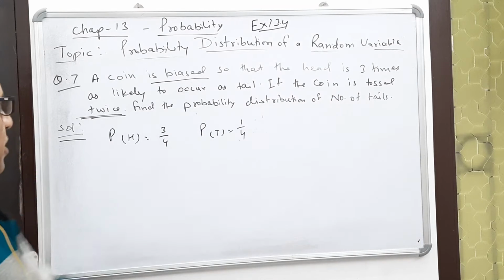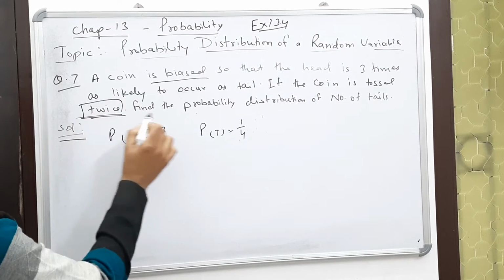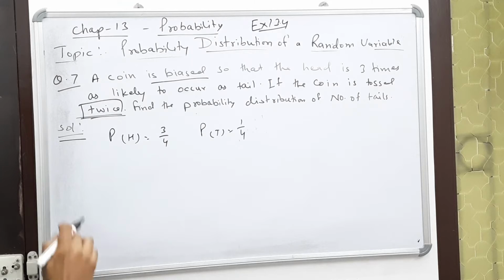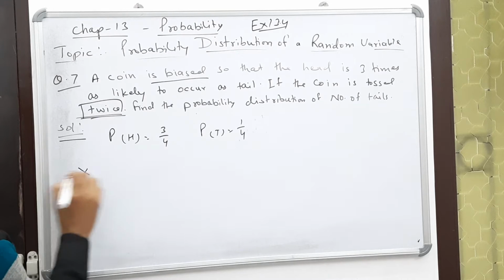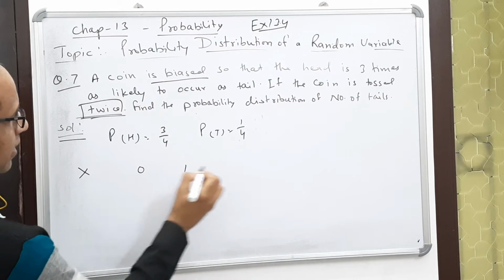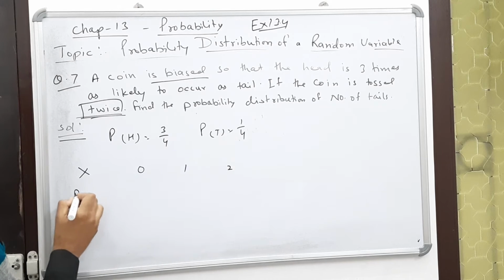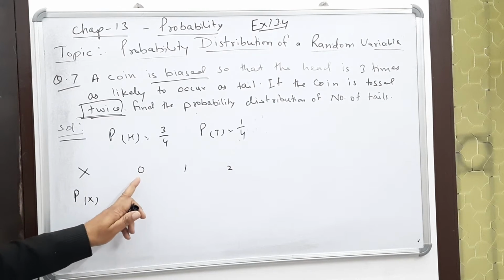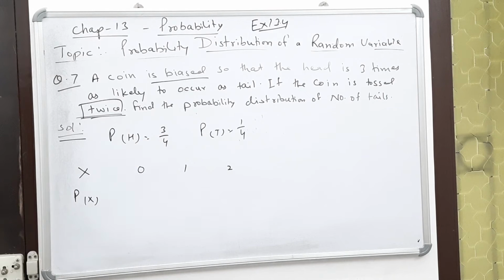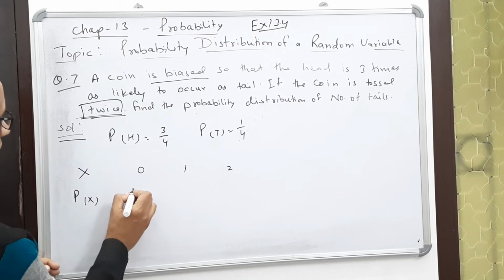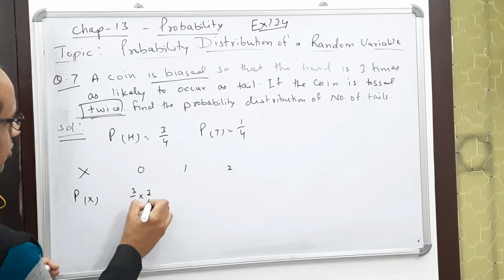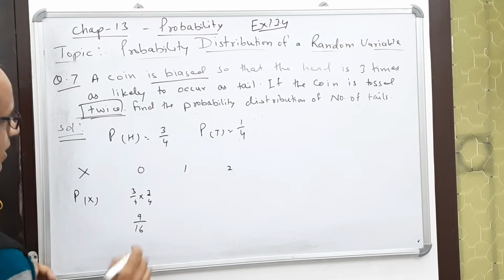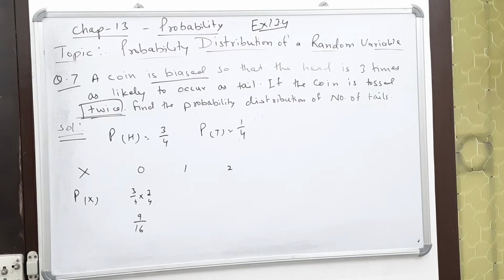If the coin is tossed twice, find the probability distribution of the number of tails. Now you see, the number of tails can be 0, 1 and it can be 2. So it is P(X). See, it is 0 tail. 0 tail means both times it will be head only. So the answer is 3 by 4 into 3 by 4, which is 9 by 16, the first part.